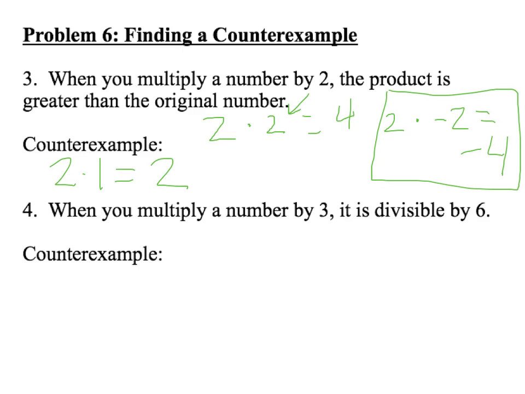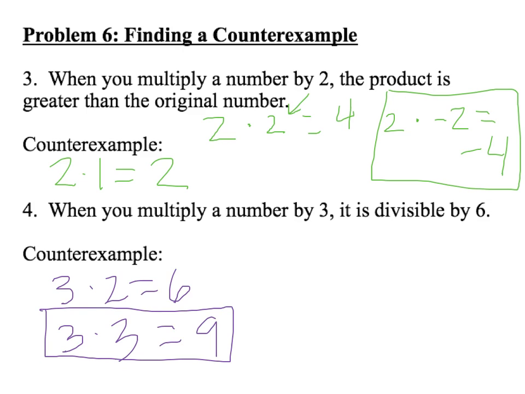My next problem says, when you multiply a number by 3, it's divisible by 6. So I have to figure out a number that can be multiplied by 3 but cannot be divided by 6. So let's see if I do 3 times 2, that's equal to 6. That's not a counterexample because that's true. I can divide 6 by 6. So then I'm going to try 3 times 3. That's equal to 9. That is not divisible by 6, so this would be a great counterexample. Something that makes this false. So again, counterexamples make this false.